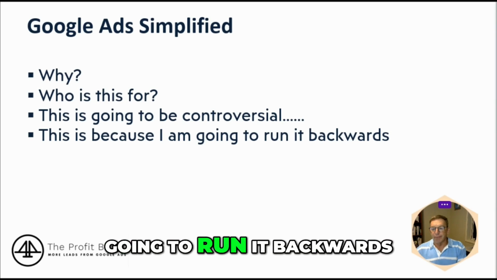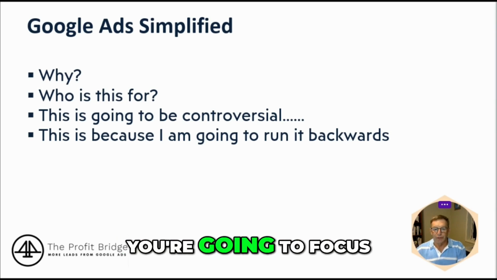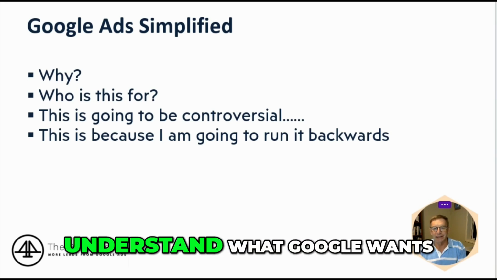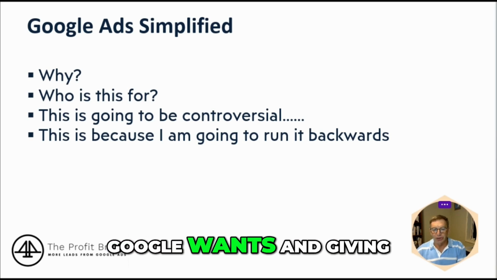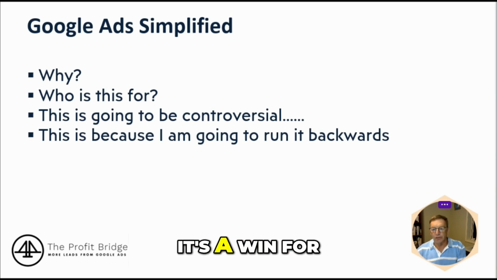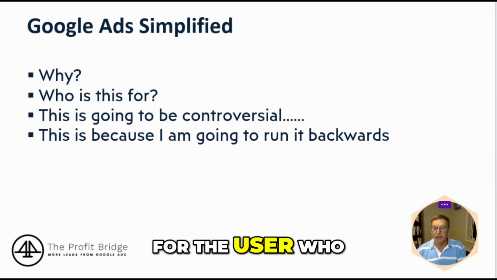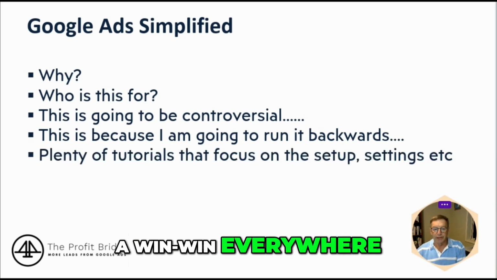And it's because I'm going to run it backwards. What I mean by running it backwards is you're going to focus on what's generating leads and why it generates leads, and you're going to understand what Google wants. By understanding what Google wants, and giving Google what it wants and giving the user what they want, it's a win-win-win. It's a win for you because you'll get leads. It's a win for Google because they like what you're putting up there. And it's a win for the user who has come through your ads. And that's why it's a win-win everywhere.